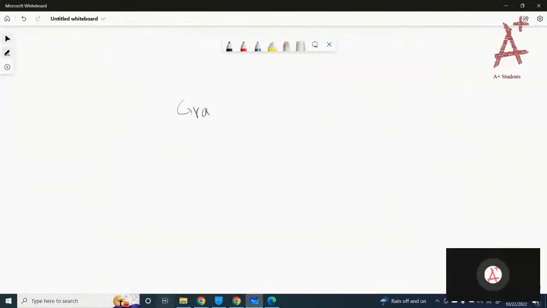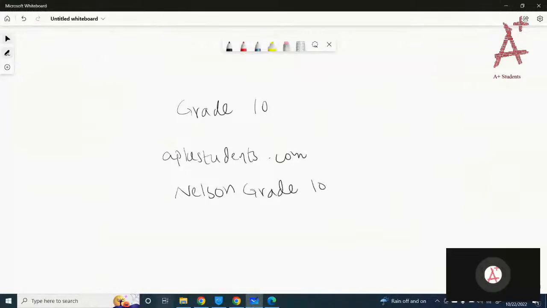So we're going to start with grade 10 maths. You can find all the lessons on aplusstudents.com. We're going to follow the Nelson grade 10 book, and we are working on chapter 5 from the book, that is applying quadratics.